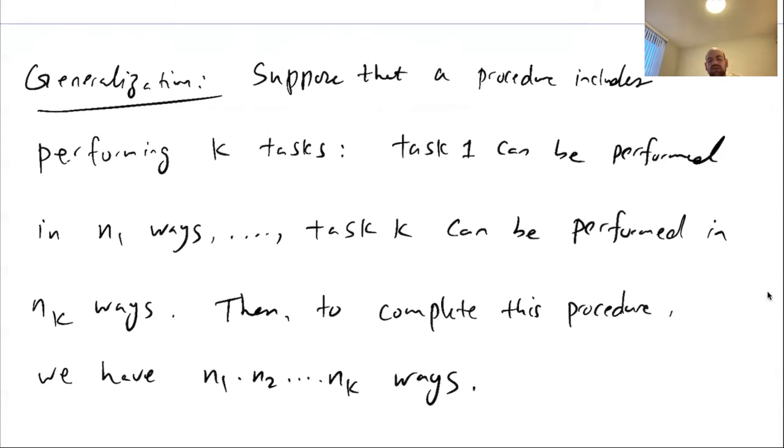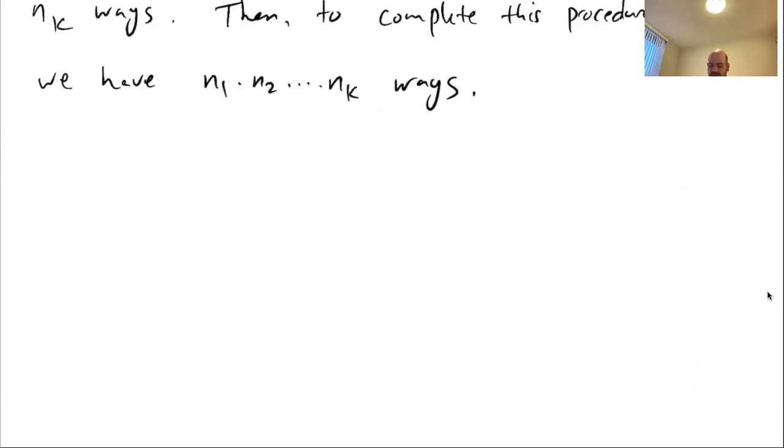Here we have the k tasks. So task 1 in n1 ways, task 2 in n2 ways, and all the way to task k in nk ways. Then in total, we have n1 times n2 all the way times nk ways to complete this procedure and perform all these tasks together. So again, similar example, we can do this time.